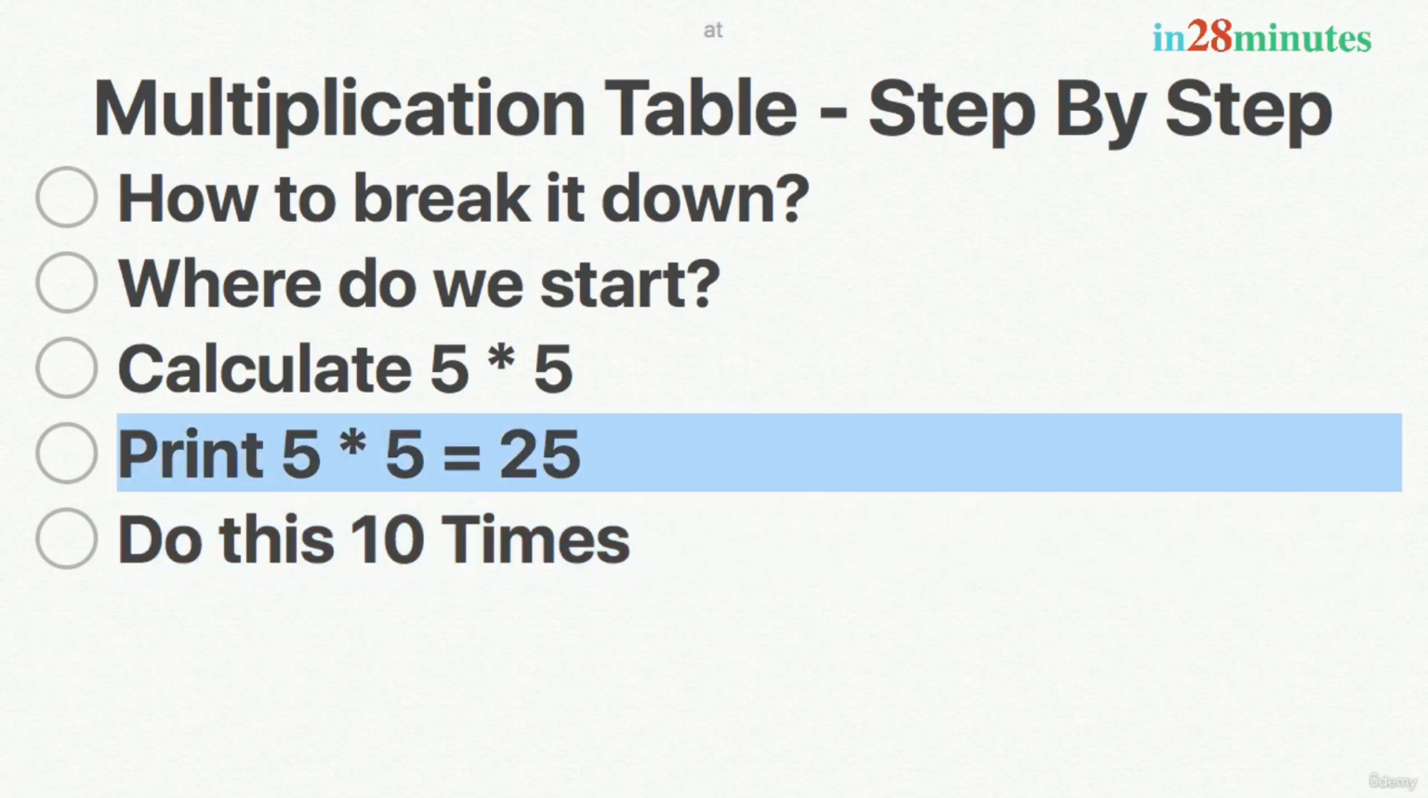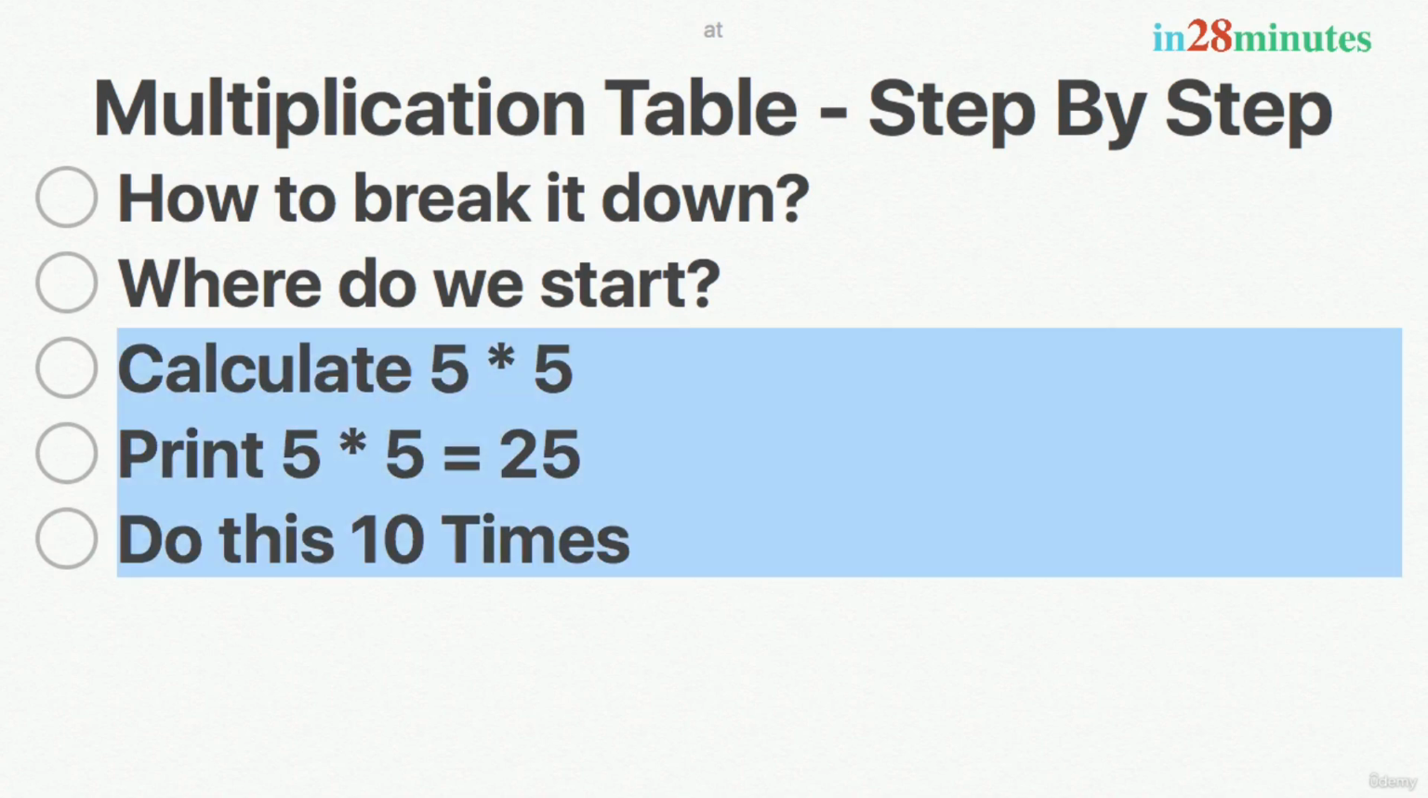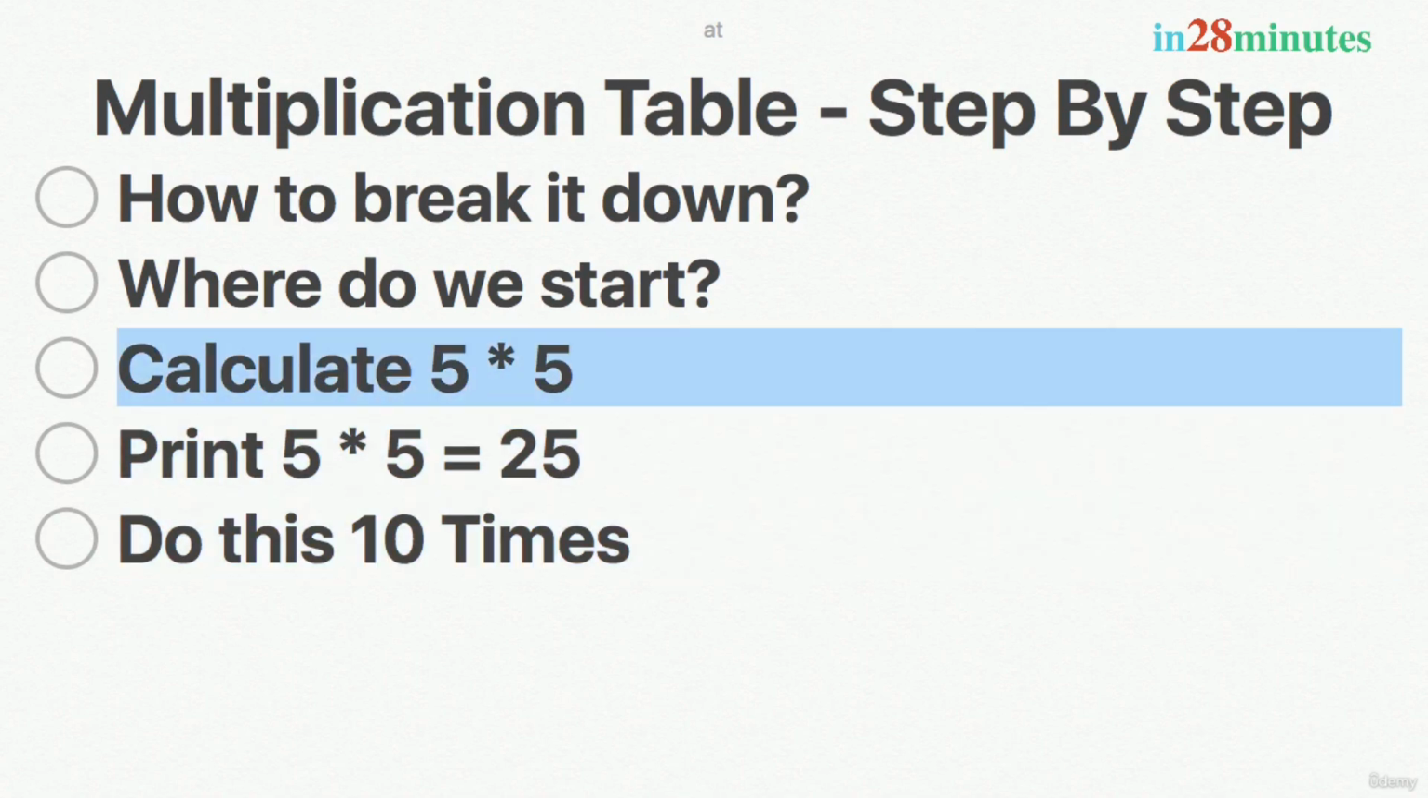Not exactly the same thing because we don't want to print 5 into 5 is equal to 25 10 times. We would want to print the entire table with different values over here. So 1, 2, 3, 4, 5, so on. Let's start with that kind of a game plan and let's see where it takes us. I'll see you in the next step.